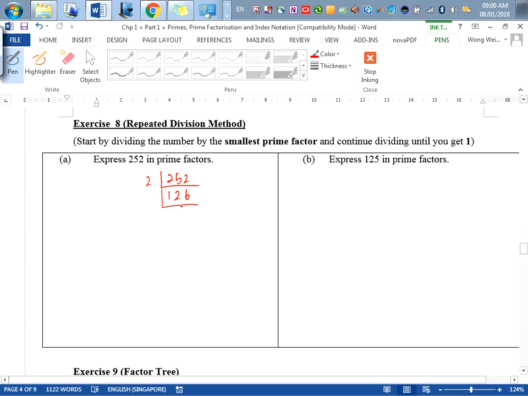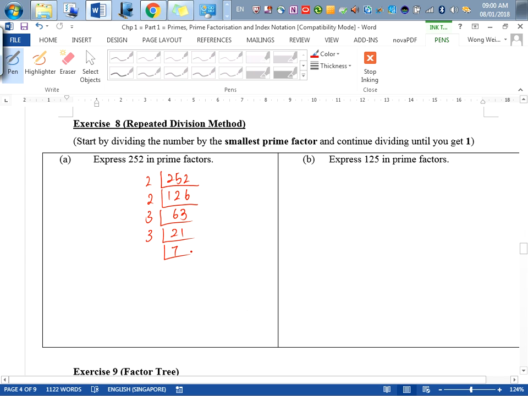252 divided by 2, I get 126. What should I divide 126 by? 2 again. I always divide by the smallest prime number wherever possible. So I divide this by 2, I get 63. Now, can I divide by 2 again? No. Then what is the next smallest prime number? 3. What do I get? 21. Now, can I divide by 2 again? Can I divide by 3? Yes. And I get 7.